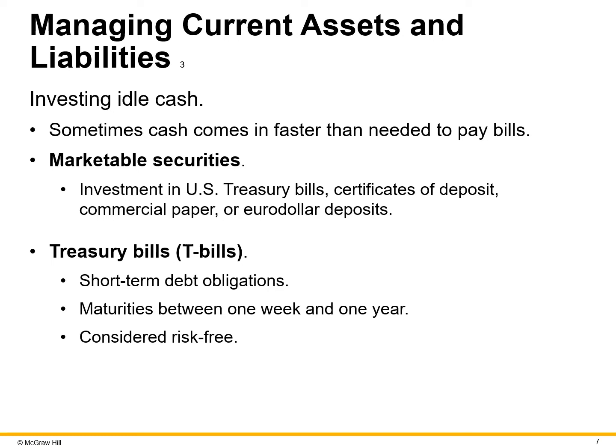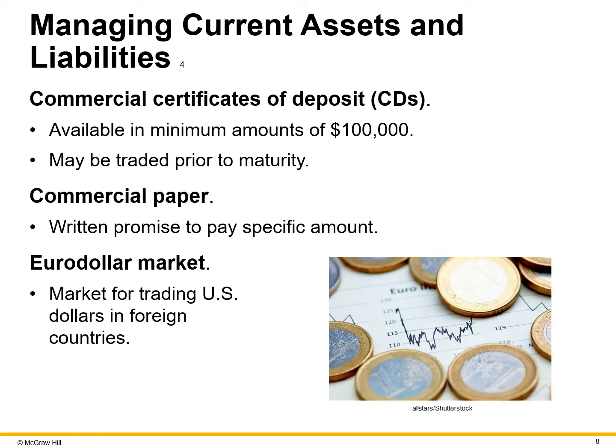Marketable securities are temporary investments of extra cash for up to 1 year: U.S. Treasury bills, certificates of deposit, commercial paper, and euro-dollar loans. U.S. Treasury bills, also known as T-bills, are short-term debt obligations of the U.S. government. They are issued weekly. These bills carry maturities of between 1 week and 1 year. They are considered risk-free because the U.S. government will not default on its debt.